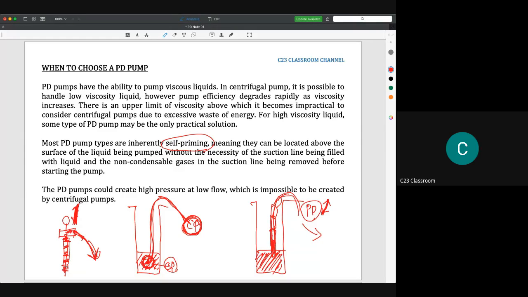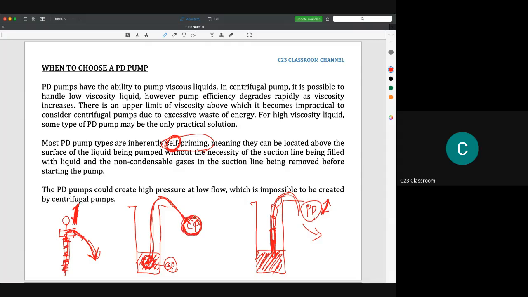Maknanya kebolehan dia untuk menyedot air sedikit-sedikit, untuk menarik air sedikit demi sedikit sehinggalah ke outlet, itu yang dinamakan self priming. Okay, so self priming maksudnya dia boleh menggerakkan air itu sendiri tanpa bantuan. Okay, berbeza. So it is totally different with centrifugal pump.